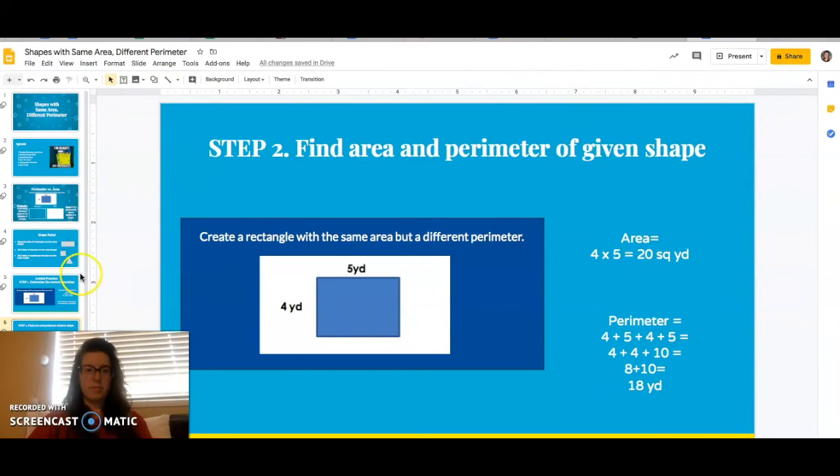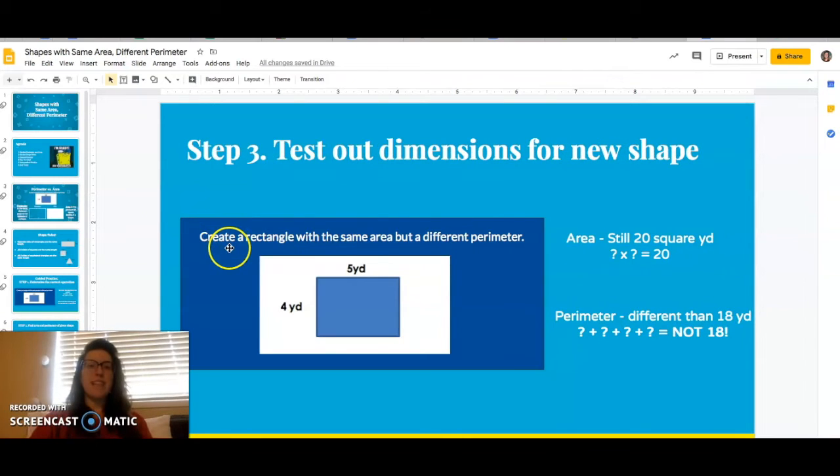Can't forget to label. Okay, I'm not quite done yet. I found the area and the perimeter of the given shape, but I didn't answer the question yet. I still have to create a rectangle with the same area, but a different perimeter. So in order to do that, I have to test out dimensions. Dimensions, again, is a fancy word for length and width, right? I have to test out different lengths and widths to make a new shape, okay?